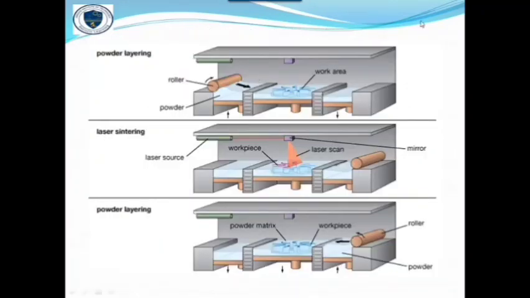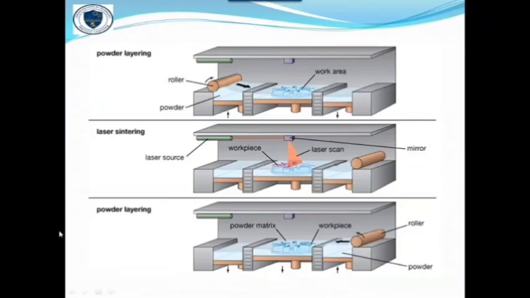Next we'll move on to this picture. You can easily recognize this based on picture 1, picture 2 and picture 3. Picture 1 deals with the powder layering, which explains how the roller is going to move and what the working area is. The second one is based on the laser sintering. This picture explains the laser source where we have placed it, which hits this mirror and is reflected into this particular work area. So this kind of work is going on in this second picture.